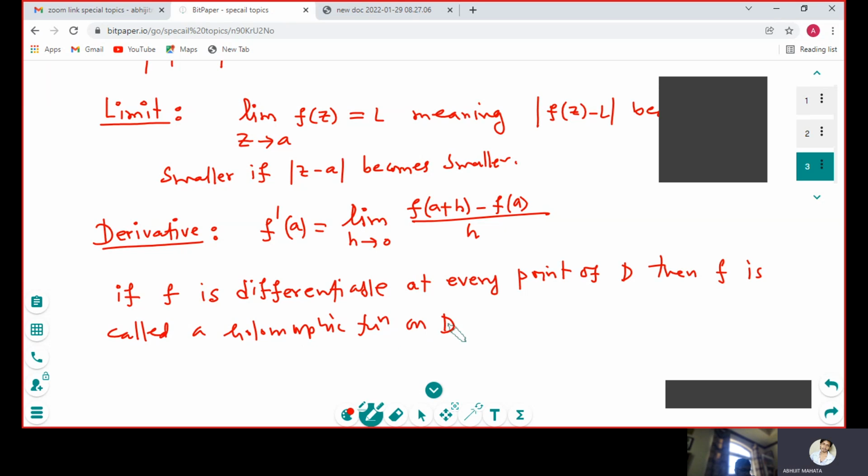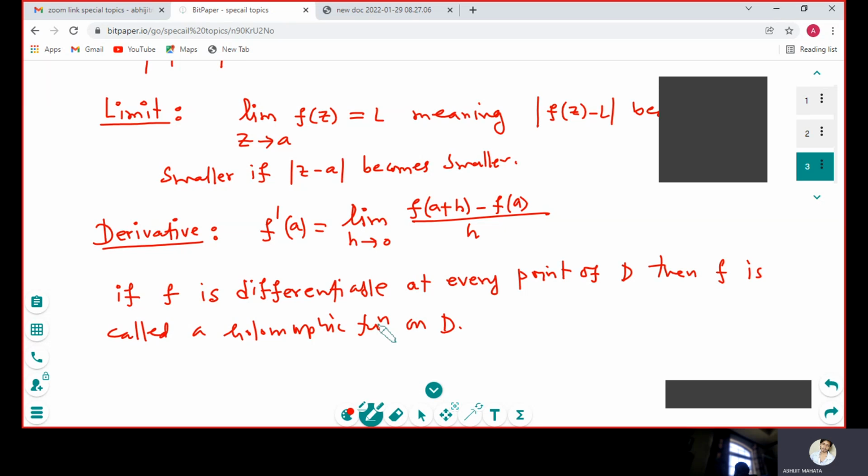You understand? So you have a function from D to C. Suppose at every point it has a derivative, then we call f a holomorphic function. Of course, D is a special kind of set, but I'm not going into that.